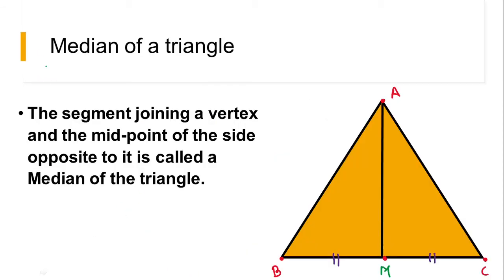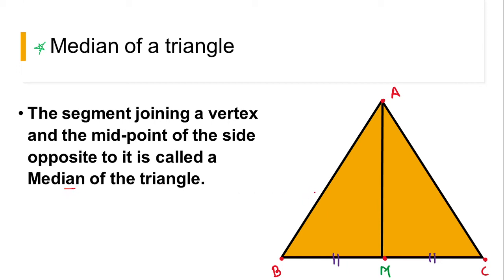Then let's come to the property of the median of a triangle. Again a new concept, but easy and important. As we are dealing with the triangle chapter, every property which we will be dealing with in the chapter will be related to the triangle. Now let's see what exactly is a median of a triangle. It is a segment which is joining a vertex and the midpoint of the side opposite to it. That will be called the median of a triangle.